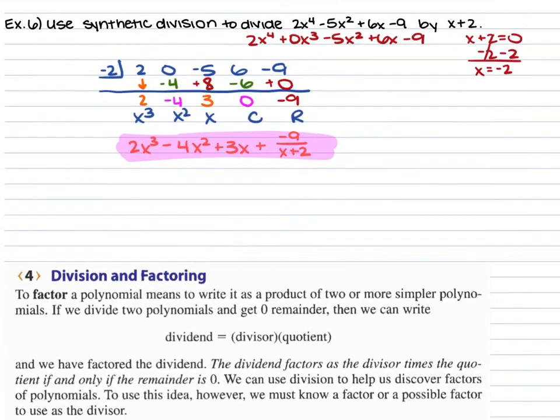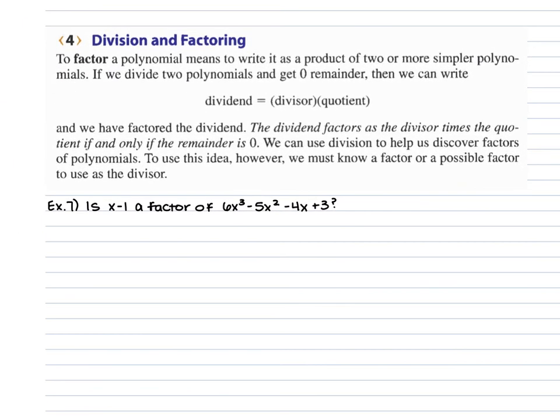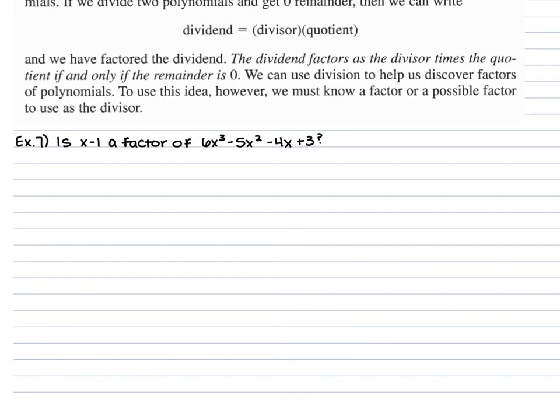For our next example, we're asked, is x minus 1 a factor of 6x cubed minus 5x squared minus 4x plus 3? If it's asking you whether or not a binomial is a factor or not, if you use synthetic division and you get a remainder of 0, it's a factor. If you do not get a remainder of 0, it is not a factor.